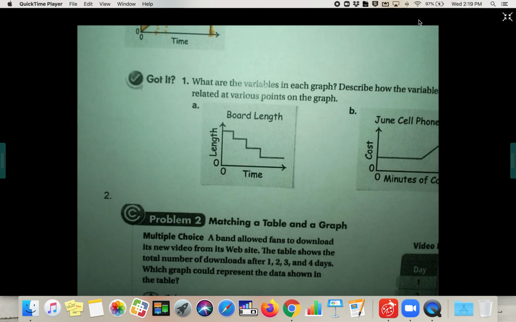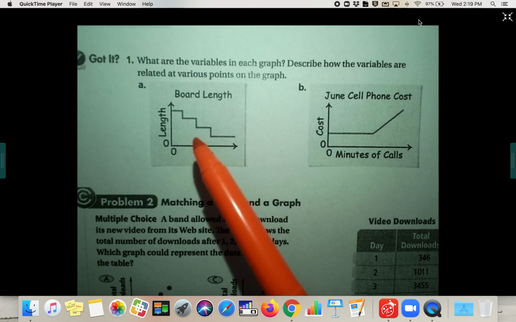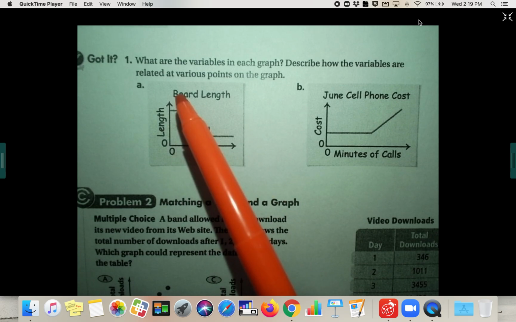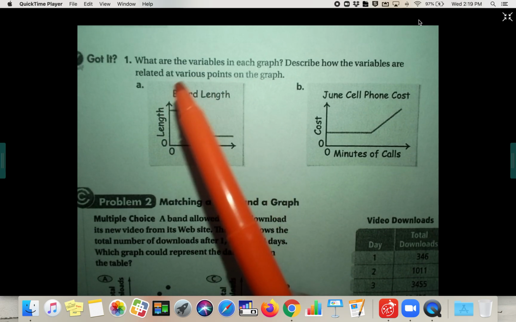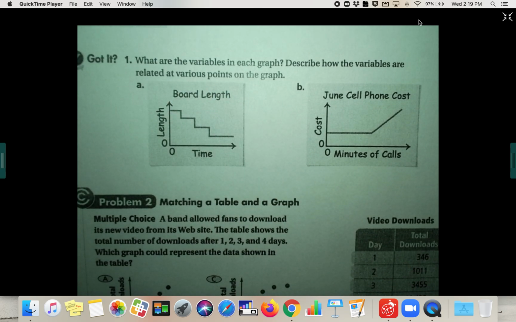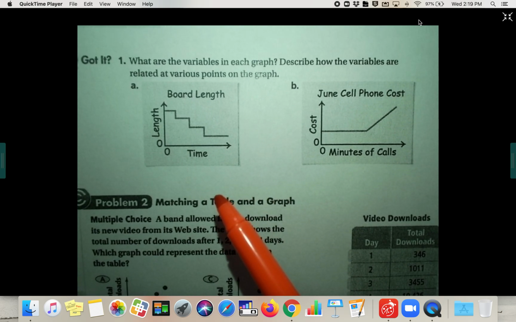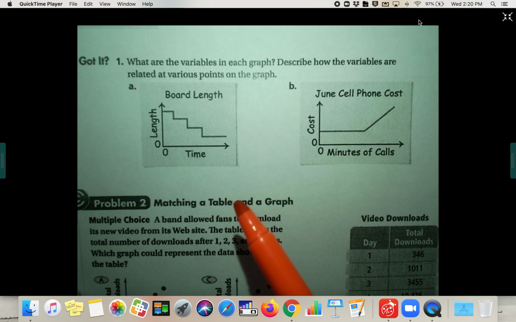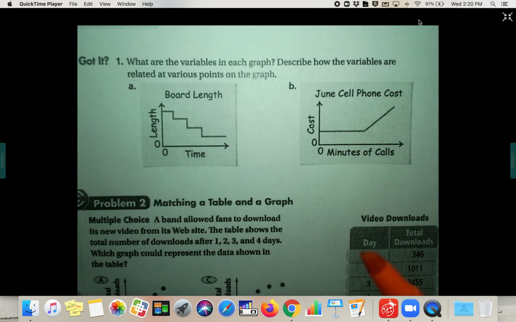Okay, let's take a look at these got it examples and see if that makes sense to you as far as something else. So what are the variables in each graph? The variables in our first graph are length and time. I don't really know what board length means, but maybe we can just make this up. Maybe you are crafting something. You're in the industrial tech lab and you've got a board and you're sawing pieces of it off in order to build something.